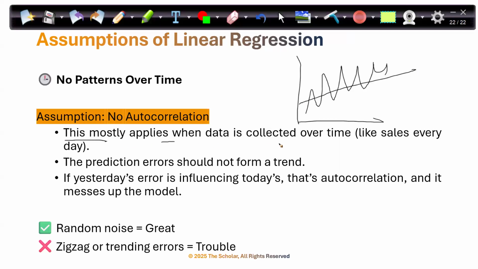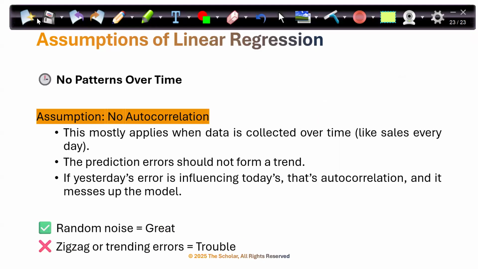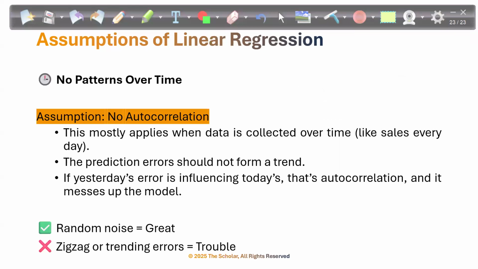This mostly applies when the data is collected over time. The prediction error should not form a trend. If yesterday's error is influencing today's, that's autocorrelation and it messes up the model. Random noise is good. Zigzag or trending error is bad. Right? That we already discussed earlier as well. So when we have something like a zigzag type of pattern, that is known as autocorrelation because your current value is dependent on the previous value. And that we don't want. Okay. That is the last assumption which we have.